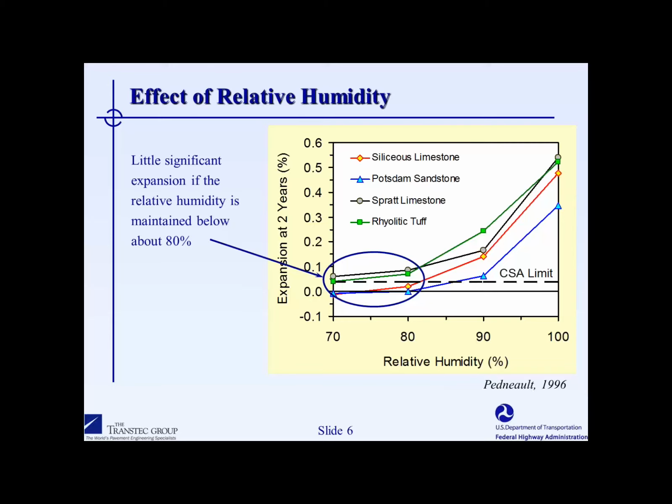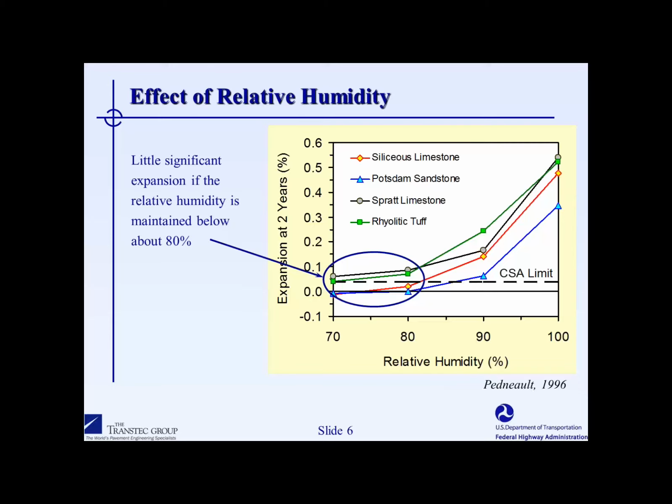So what I'll discuss first is the technical justification for trying to reduce the relative humidity in concrete. It's been shown by various researchers that if one can reduce the internal relative humidity in concrete below some certain threshold, the future potential for ASR can be significantly reduced.